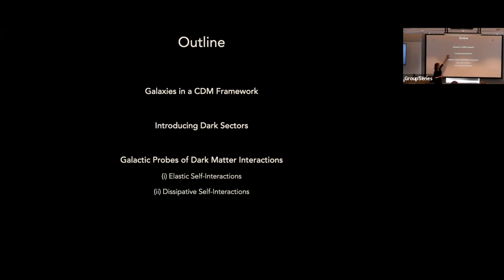Once we start talking about dark sectors, which is a broader class of dark matter models, I then want to revisit this picture that we're going to paint in the beginning and think about how these galactic probes are going to be changing in the context of adding additional dark matter interactions into the picture.